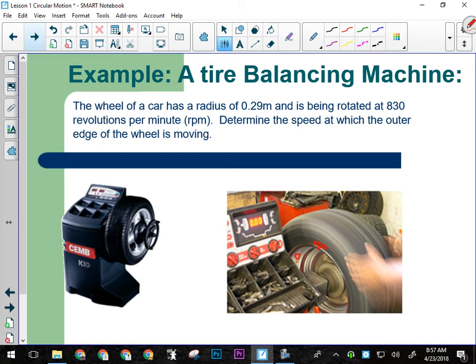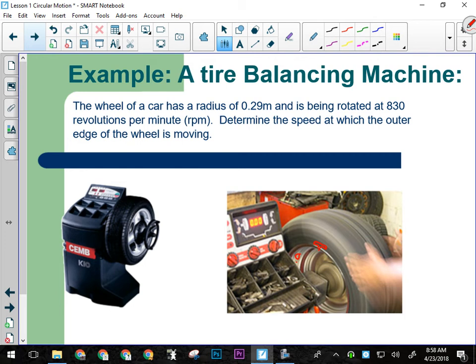Okay, so we're going to do this example problem to do with this machine here. It's balancing a wheel that has a radius of 0.29 meters and is being rotated at 830 revolutions per minute. Did they give me a frequency or a period there? They gave me a frequency. They told me how many times per minute this thing revolves. If they had given me the period, they would have told me how many minutes it takes for it to revolve one time, which is still going to be a really small number.